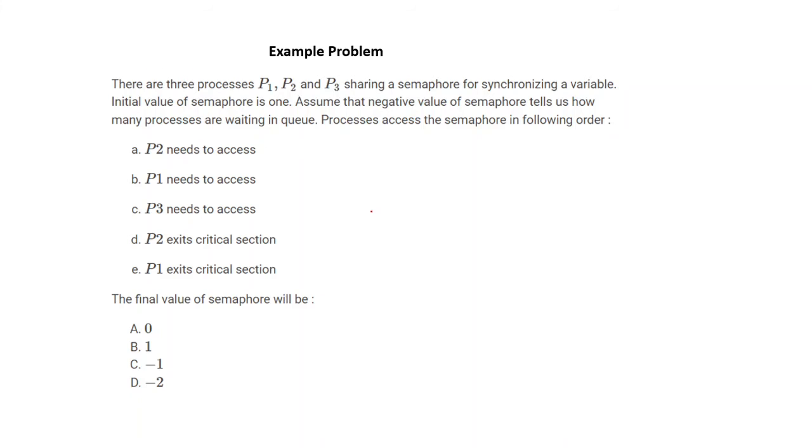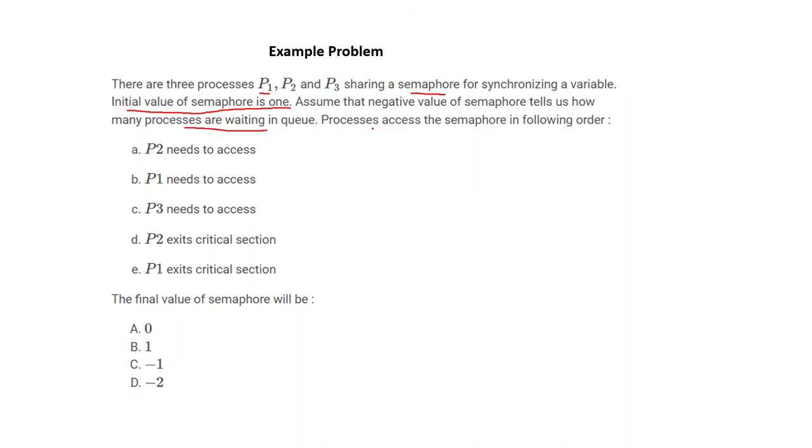So let's do some example problems on this semaphore. In this question, what we see is there are 3 processes, P1, P2 and P3, which are sharing a semaphore for synchronizing a variable. The initial value of the semaphore is 1. Assume that the negative value of the semaphore tells us how many processes are waiting in the queue.